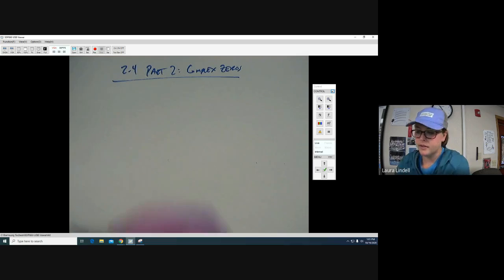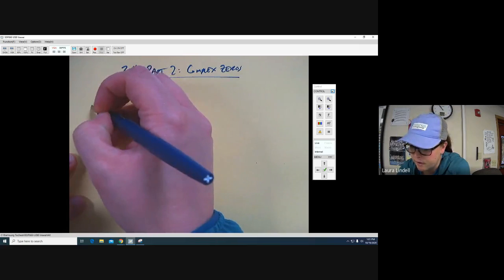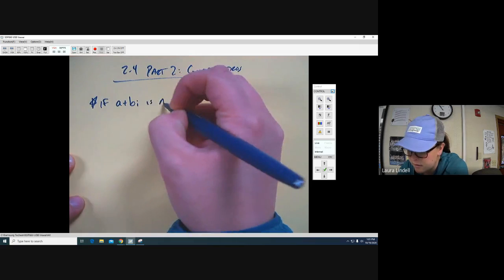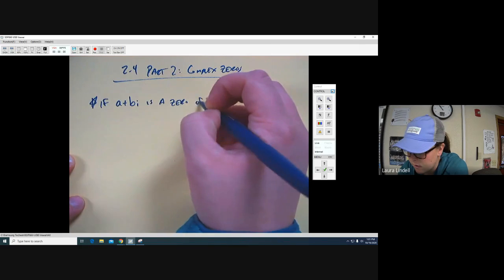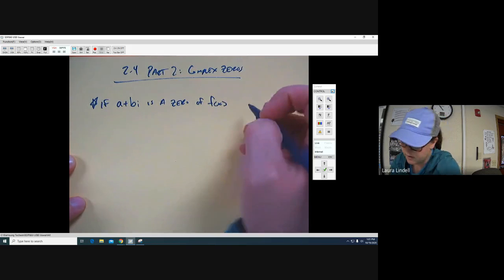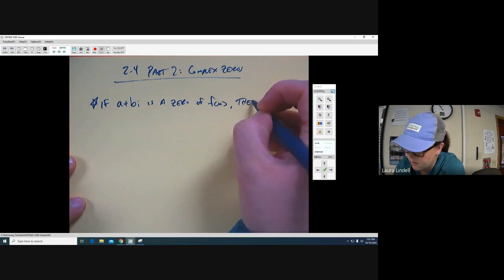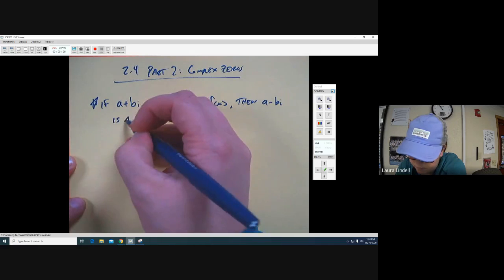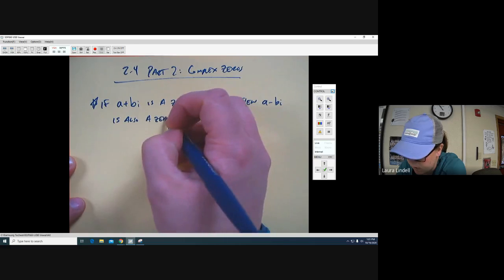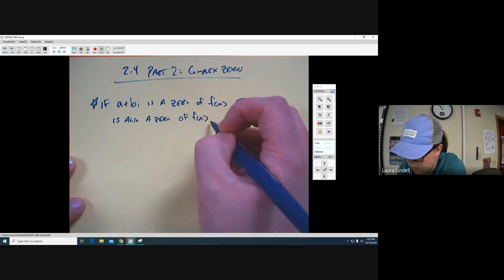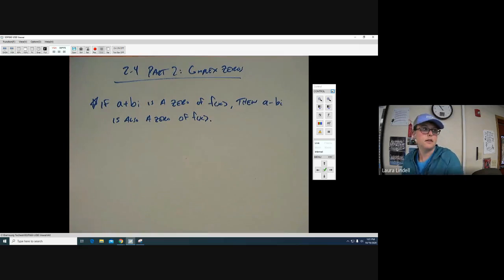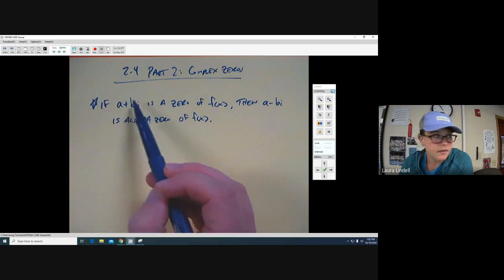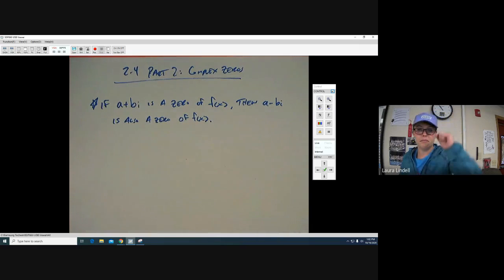So here's the rule. It's the complex conjugate theorem. If a plus bi is a zero of f of x, then a minus bi is also a zero. Okay, so this is called the conjugate of this. a minus bi and a plus bi are conjugates.